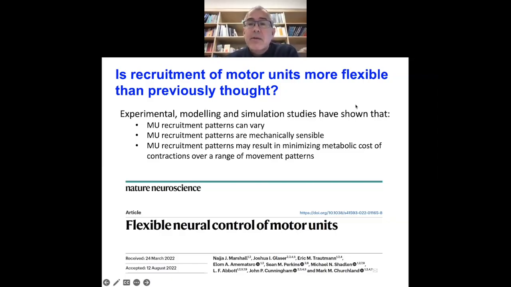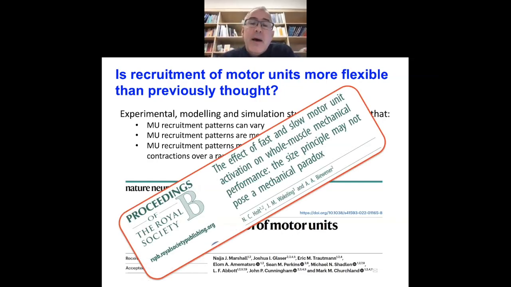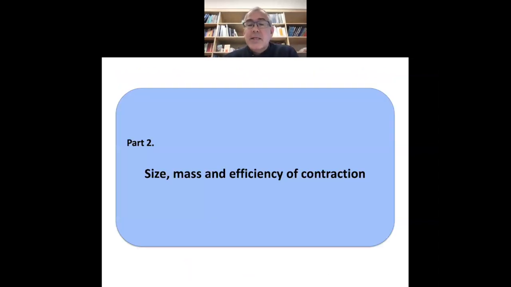So all was looking good until Natalie Holt, when she was doing a postdoc with Andy Biewener that I was working with, got some results. I think she was trying to tease me with the title of this paper: the effect of fast and slow motor unit activation on whole muscle mechanical performance. The size principle may not pose a mechanical paradox. So this leads into the second part of the talk, and we're going to consider size, mass, and efficiency of contraction. So what was this study that Natalie Holt did?